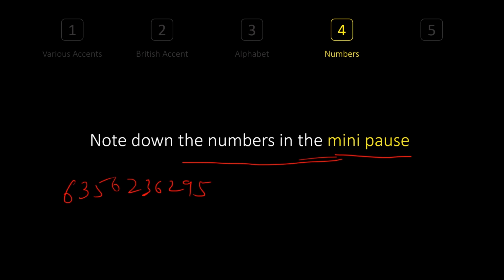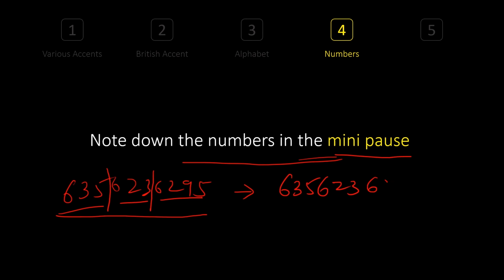63562366295. No, never. Numbers are not pronounced like this on television or in exam. They're pronounced like this: 63562366295. You see, when I said this thing, there was a mini pause between these. So I said this way: 63562366295. You see, there was a pause here. Please write down numbers when there's a mini pause.